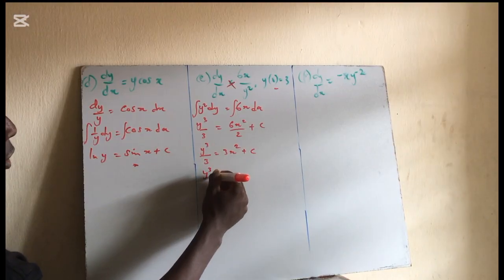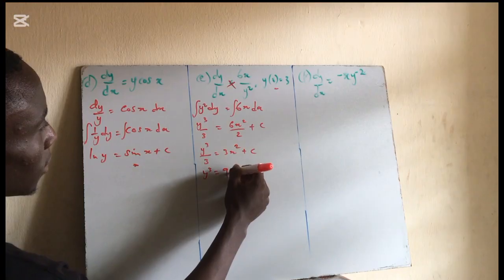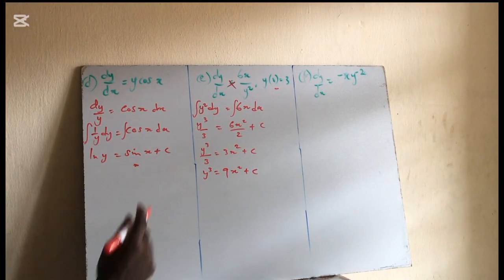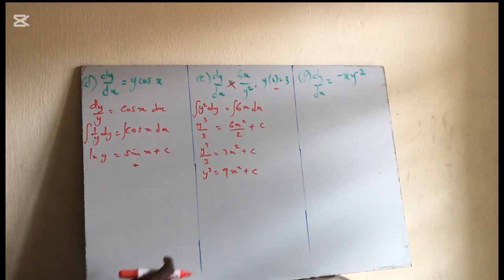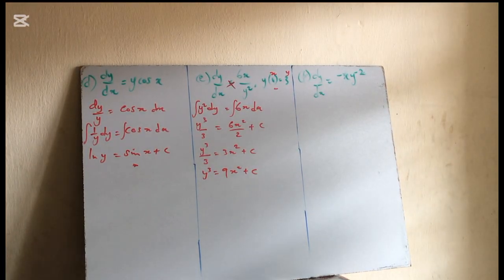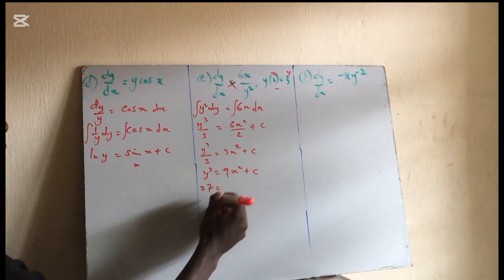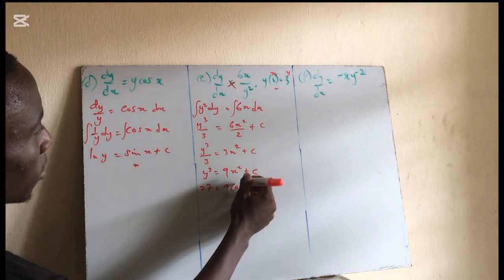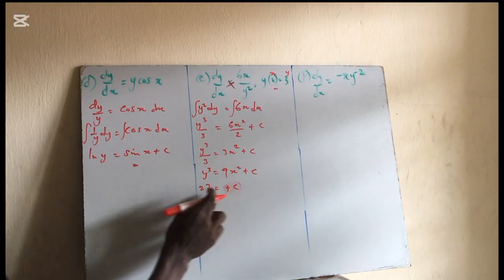You'll be having y cubed equals, when you multiply 3 here, that will be 9x squared plus c. We don't multiply with the constant. It's negligible. So we can now insert our x and y. Remember I said this is x and this is y. So what is y? y is 3. So we have 3 cubed, that's 27, equals 9 into our x, which is 0. So I don't think anything will happen here. All this will be equal to 0. So that means plus c. So that means c is 27.